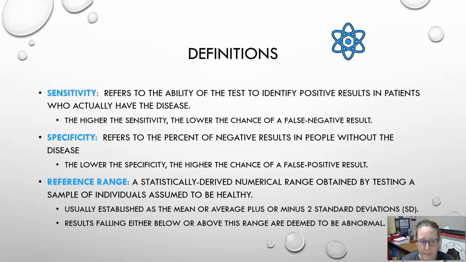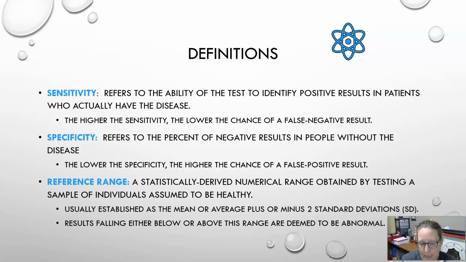actually have the disease. Specificity refers to the percent of negative results in people without the disease. So it's the test's ability to rule out things and to not cross-react with other things. The lower the specificity, the higher the chance of a false positive result. So again, you want tests that are highly specific and highly sensitive. You want them to detect the disease and not detect other things. If they don't have the disease, you want that result to be negative.